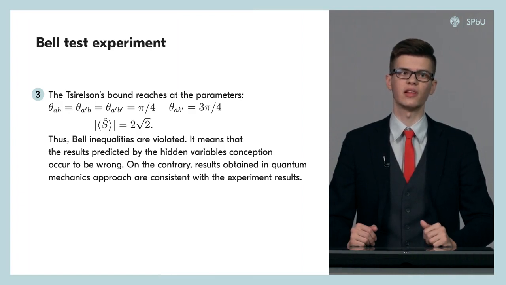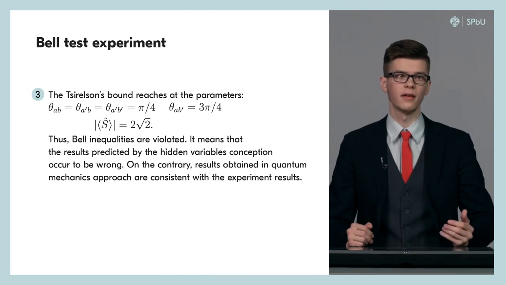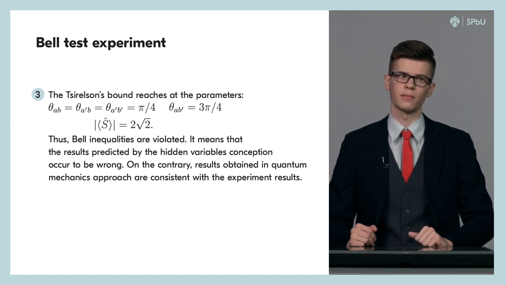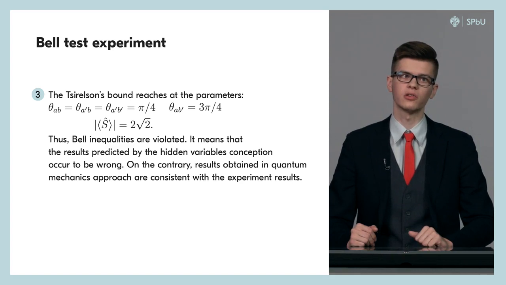This means that the result predicted by the hidden variables conception occurs to be wrong. Instead, the results obtained from quantum mechanics are consistent with the results of the experiment. The violation of the Bell inequalities and the Tsirelson bound reach demonstrate that non-local quantum correlation characteristics of the quantum entangled states contribute into the absolute value of the averaged S. We will point out the practical benefit of such correlation when discussing superdense coding and quantum teleportation.